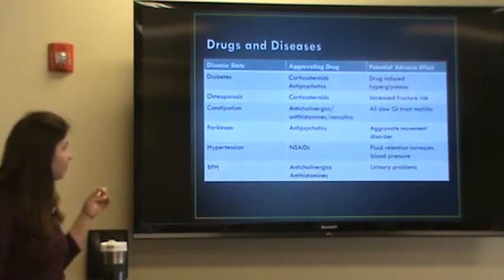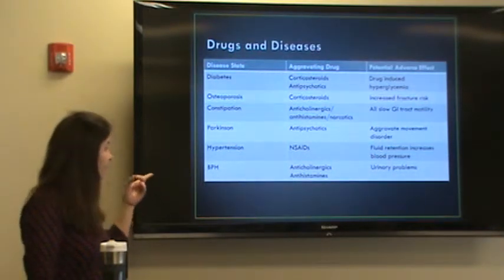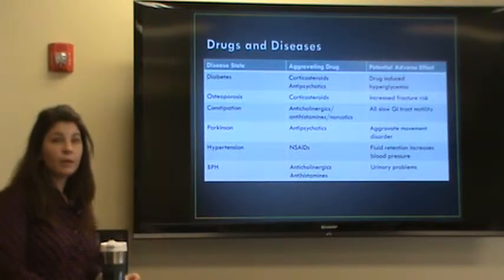Also, if patients have BPH, which we see in a lot of the patients, and they're taking like Benadryl or different antihistamines or different anticholinergics, they can have increased urinary retention, so they're going to have problems with their BPH.